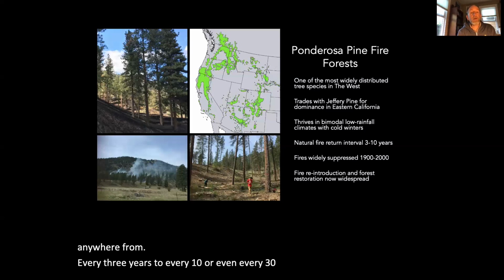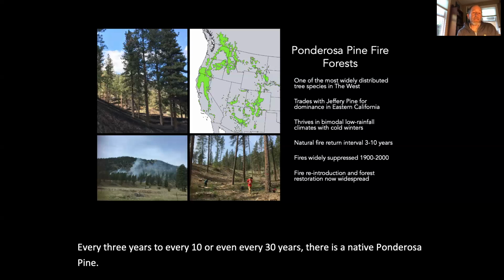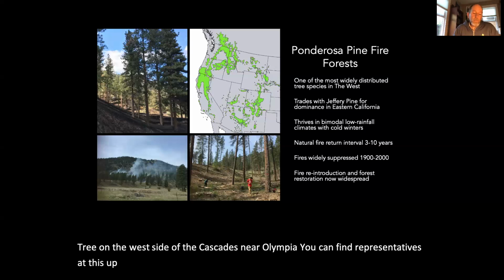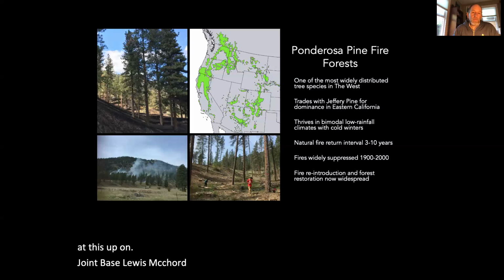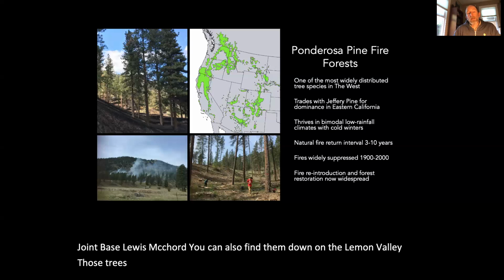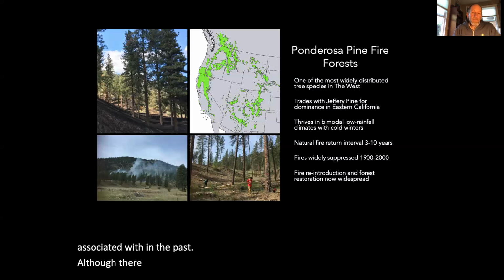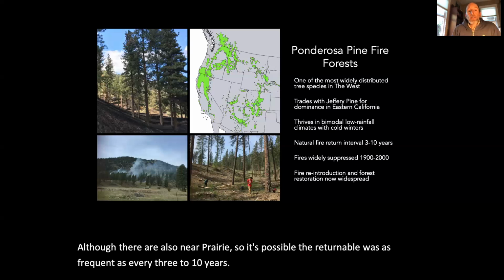There is a native Ponderosa Pine tree on the west side of the Cascades. Near Olympia, you can find representatives of this up on Joint Base Lewis McCord. You can also find them down in the Willamette Valley. Those trees clearly have a little bit longer fire return interval that they'd be associated with in the past, although they're also near prairies, so it's possible the fire return interval was as frequent as every 3 to 10 years.